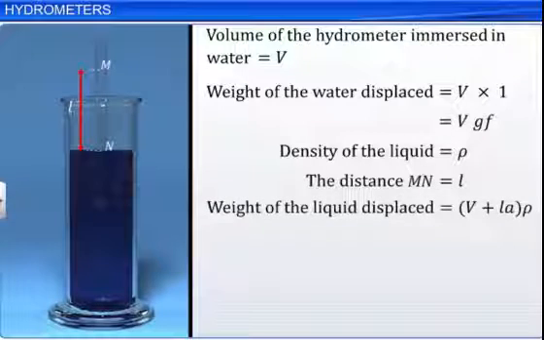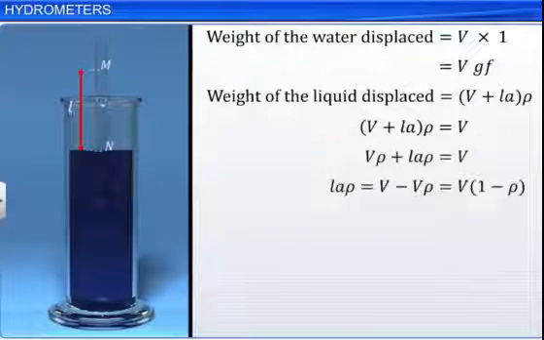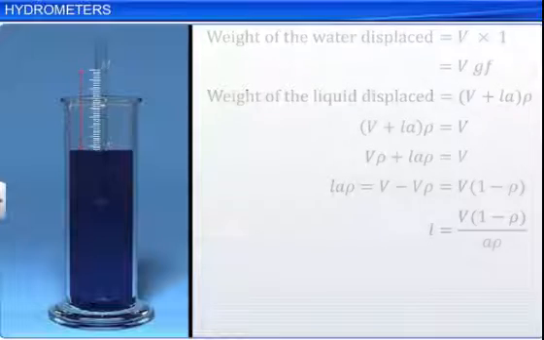The weight of the liquid displaced is equal to (V plus LA) into ρ. Since the same hydrometer is used, the weight of the liquid displaced is equal to the weight of the water displaced. Hence, (V plus LA) into ρ is equal to V. On simplification, we get that L is equal to V into (1 minus ρ) by A into ρ. The distances for various values of ρ are calculated and the corresponding points are marked on the stem.